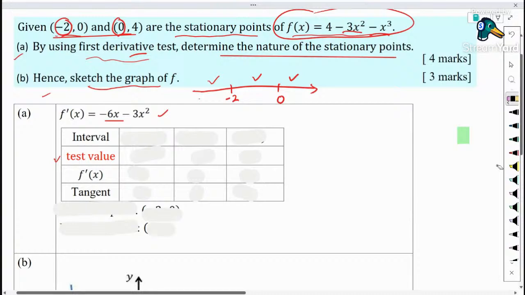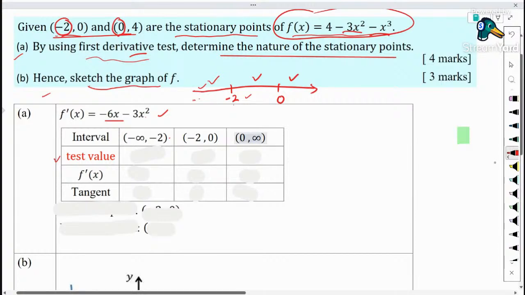The tangent here actually refers to the slope of the tangent, whether from left to right, the tangent is increasing or decreasing. Then the interval always starts from negative infinity until infinity. So the first interval here is negative infinity until negative 2, open brackets. Followed by negative 2 to 0, then 0 to infinity. Everything is open brackets.